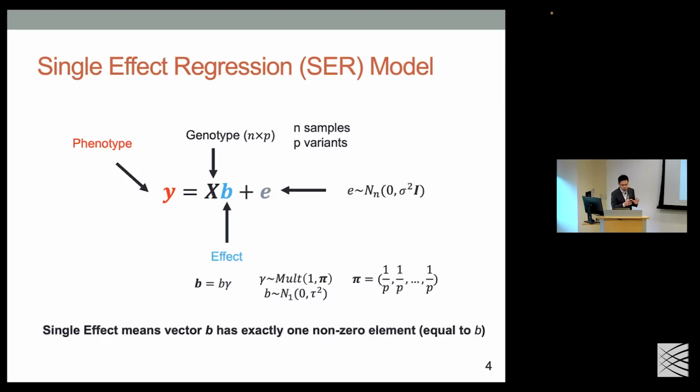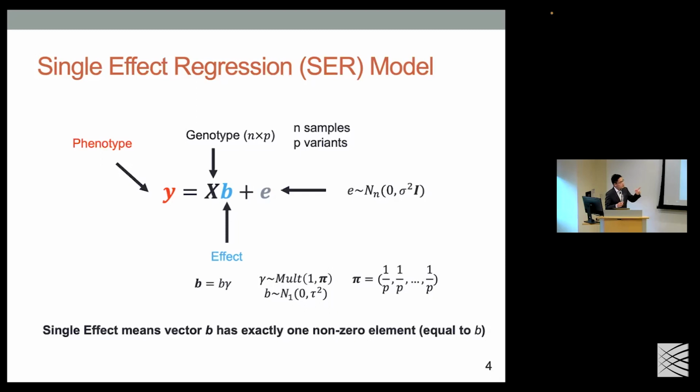The effect size is a vector, determined by b and gamma. Gamma is also a vector that determines the underlying true causal variant. Gamma follows a multinomial distribution, and exactly one element equals 1. All the rest equal 0. 1 stands for a causal variant, and 0 stands for a non-causal variant. So in the effect size vector, only one element is non-zero, which stands for the causal variant. That's what a single effect means.